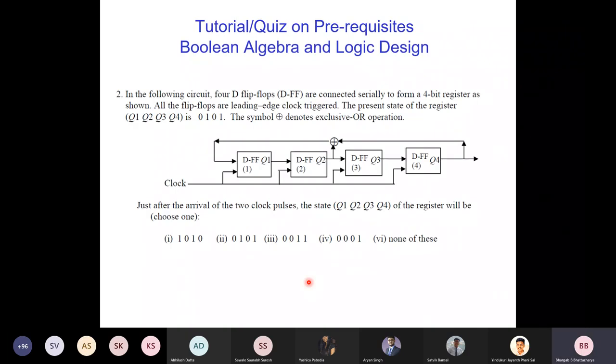So the initial state of the machine is given as 0, 1, 0, 1. So when the next clock pulse arrives, what will happen? The data will be shifted through, right? Because this 0 here would load this flip-flop. Similarly, the content of this flip-flop would load the next flip-flop and so on. And the content of the first flip-flop will be determined by the XOR of this one and this one.